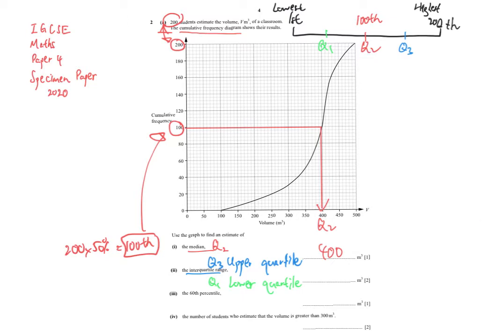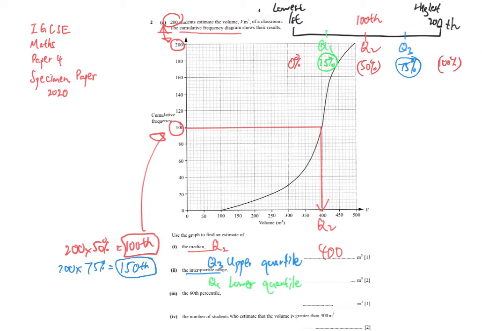Because Q2 is 50% and the ultimate is 100%, Q3 must be in between them, so it should be 75%. The first one is 0%, and then Q1 should be in between the 0% and the 50%, so it should be 25%. So for Q3, the position should be 200 times 75%, so it should be 150.